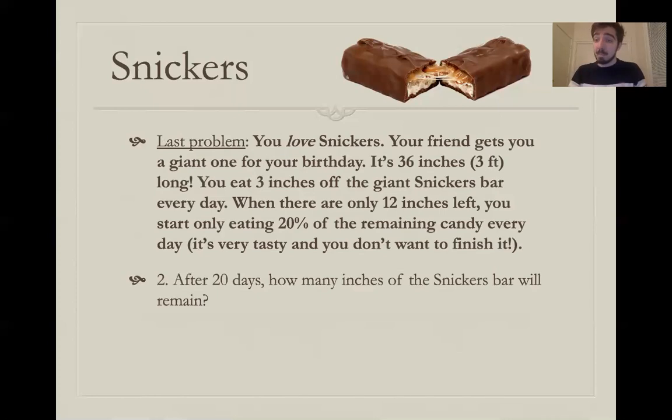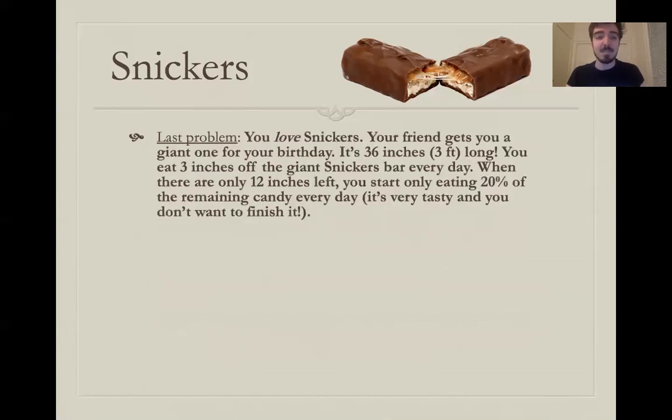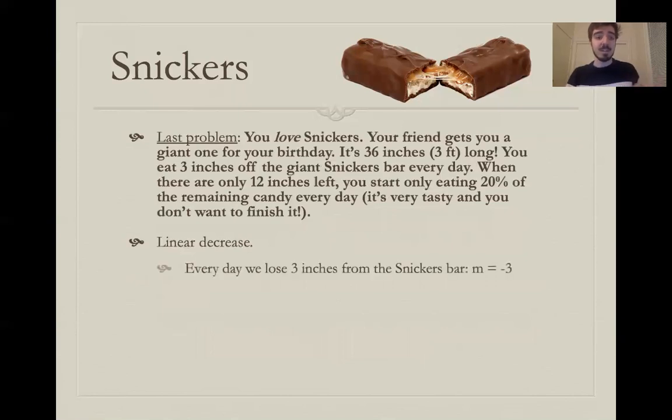Okay. Second question: after 20 days, how many inches of the Snickers bar will remain? In order to answer this, we need to consider first the linear decrease and then the exponential decay, because there are 2 parts to this eating habit you've developed. Let's start with the linear decrease. Every day, you're going to chomp off 3 inches from the Snickers bar. So if we're trying to write a linear decrease equation, that means m is -3. You're losing 3 inches every day.